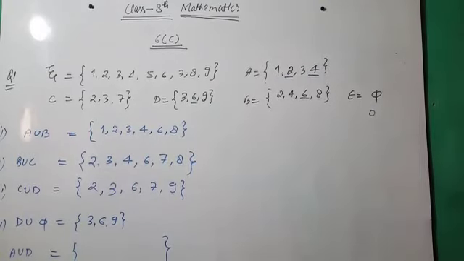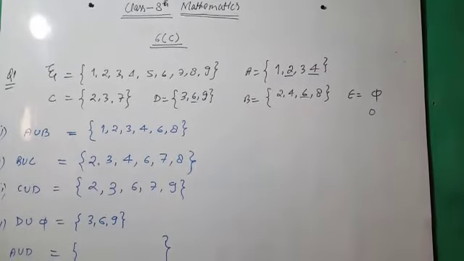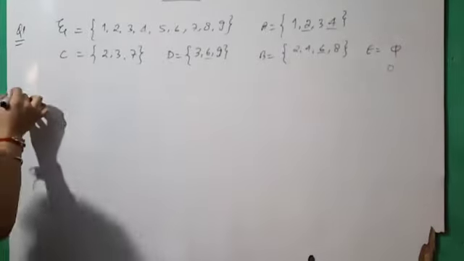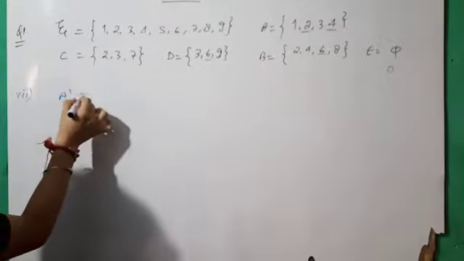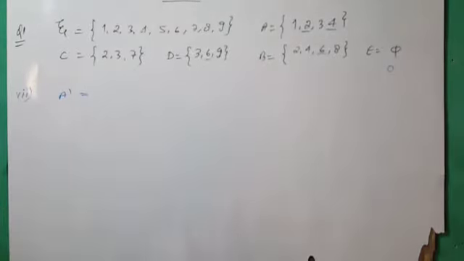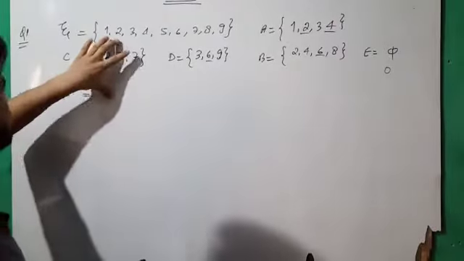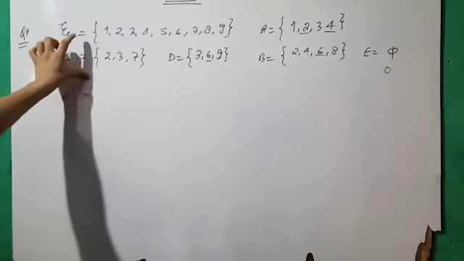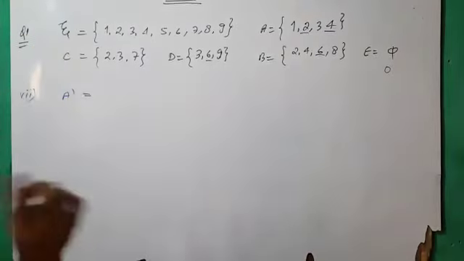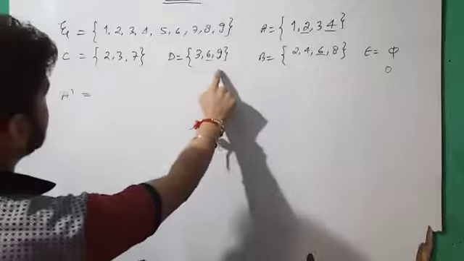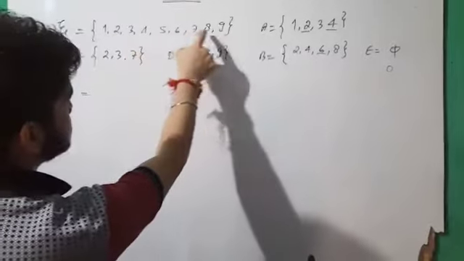Now A dash. A dash is very important. A dash means complement of A. Seventh part, A dash means complement of A. Complement of A means leaving the elements that are in A, we take the rest of the elements. Eta is the universal set. From the universal set we selected all the elements: 1 2 3 4 are the elements of A, 3 6 and 9 are the elements of D, 2 3 and 7 are the elements of C, and 2 4 6 8 are the elements of B.